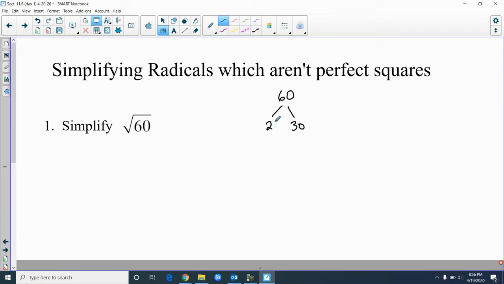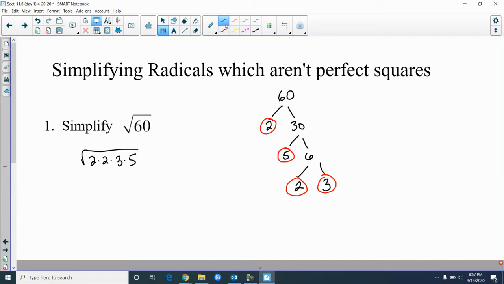So if I do start with 2 times 30, every time I have a prime number, I can't simplify that anymore, so I'm just going to circle it. 30 is 5 times 6. 5 is a prime number, and 6 is 2 times 3, and those are both prime numbers. So this is the prime factorization of 60. What I'm going to do is go over here and write this, all in order. I have two twos, I have a 3, and I have a 5.